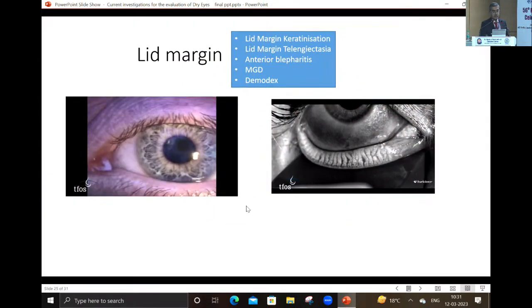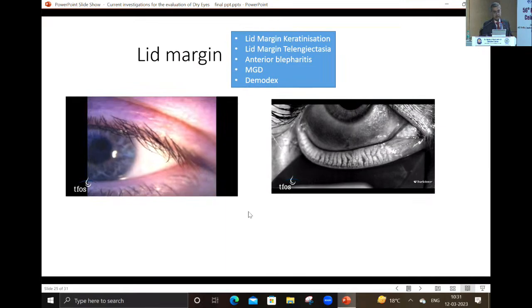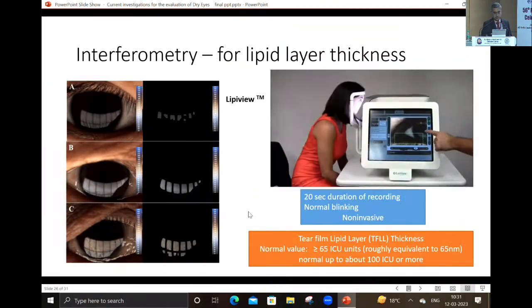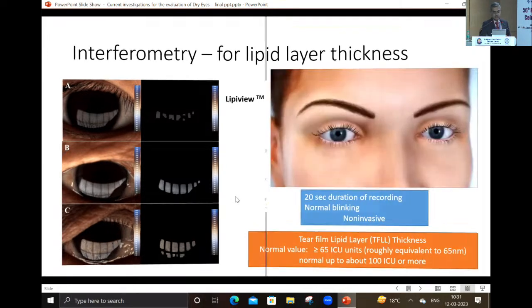And lid margin assessment for looking at the evaporative causes of dry eye, and interferometry will give us the lipid layer thickness, which is also quite easy, but of course you have to depend on the machine. If it's not available, it's difficult, but it gives a fairly good idea about the lipid layer thickness also.